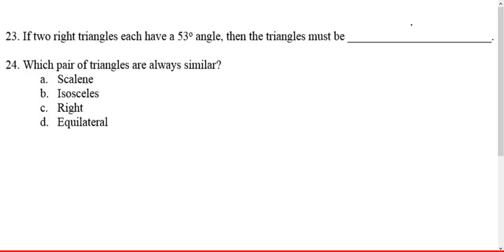Number 23 comes from framework 5. We have two right triangles, so they each have a 90-degree angle, and they each have a 53-degree angle. If they have two angles that are the same, they must be similar, specifically because of angle-angle similarity.